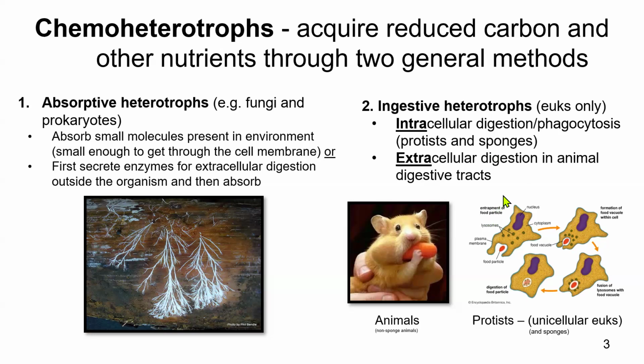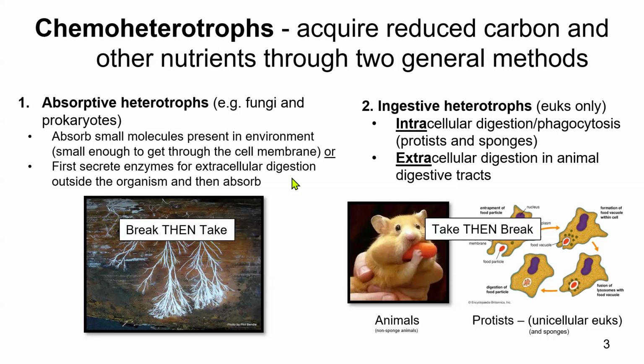So just to make this a little bit easier to remember, just remember that absorptive heterotrophs break things down, then take them in across their cell membranes. Absorptive starts with A, B, and B comes first in break. So absorptive: break, then take. And then ingestive heterotrophs take things in and then break them down.